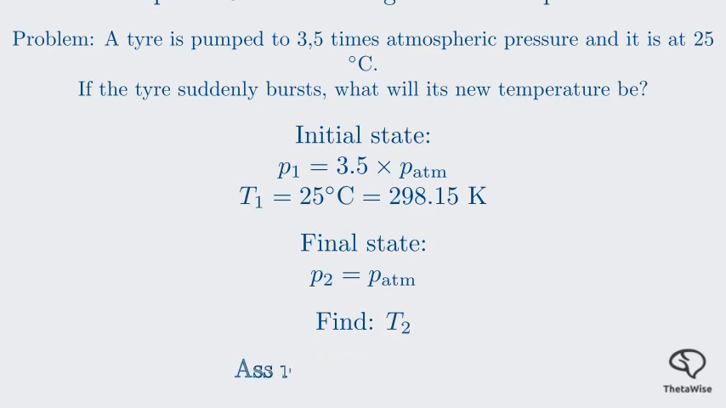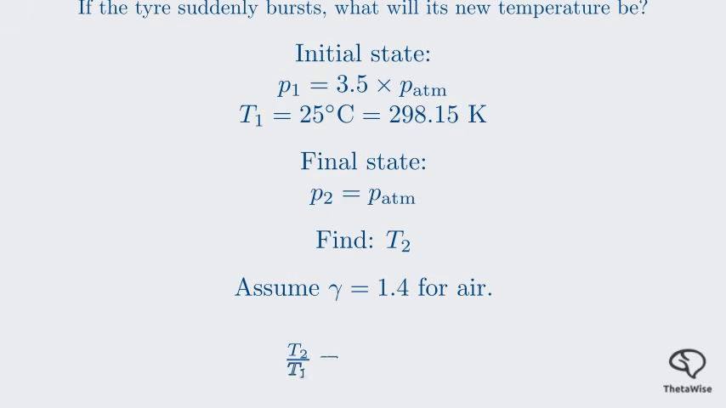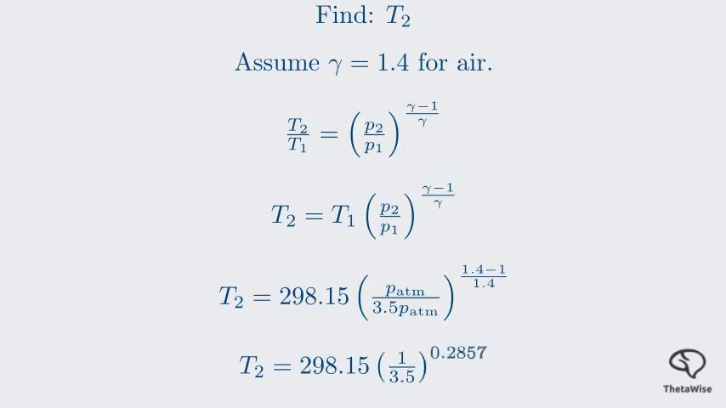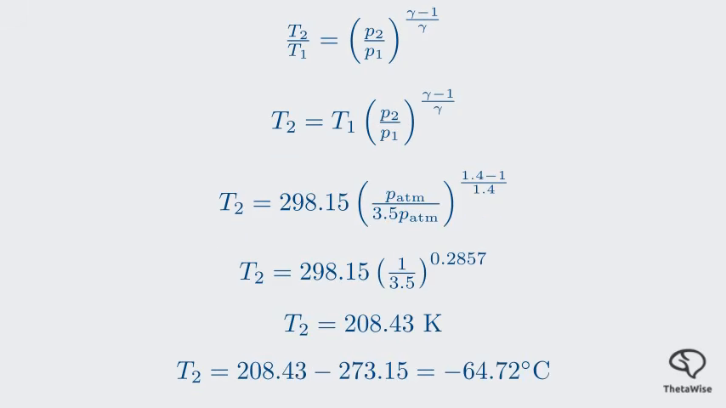As before, we'll assume gamma for air is 1.4 and use the state relationship for temperature and pressure. The formula is T2 over T1 equals (P2 over P1) to the power of (gamma minus 1) over gamma. Plugging in the values, we get T2 equals 298.15 times (1 over 3.5), raised to the power of 0.2857. This simplifies to T2 equals 208.43 Kelvin. Converting to Celsius, we find the new temperature is negative 64.72 degrees Celsius.